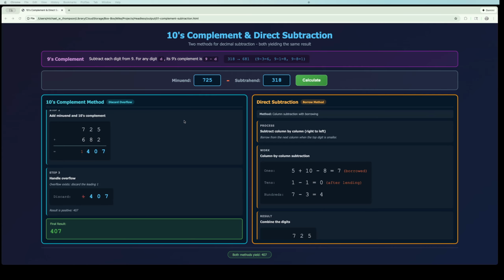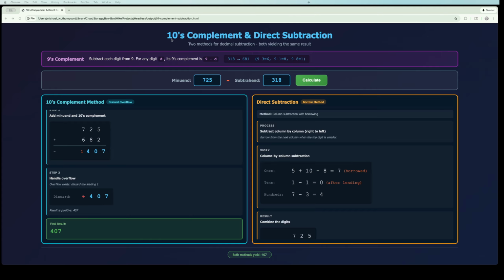Okay, one of the reasons we use two's complement for representing negative numbers is because it lets us build subtraction into the process. To illustrate this, I think it's best to start with decimal. The equivalent of two's complement in decimal would be ten's complement.